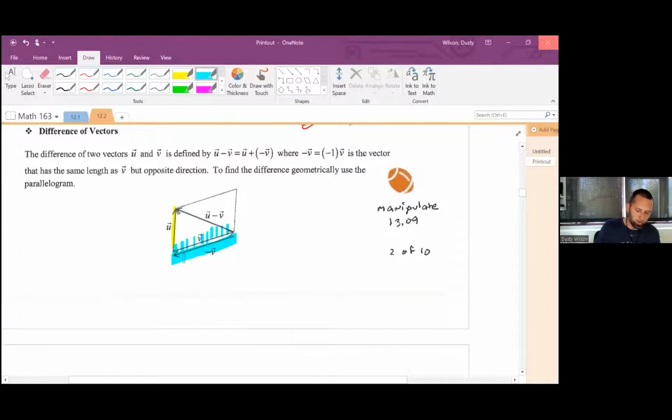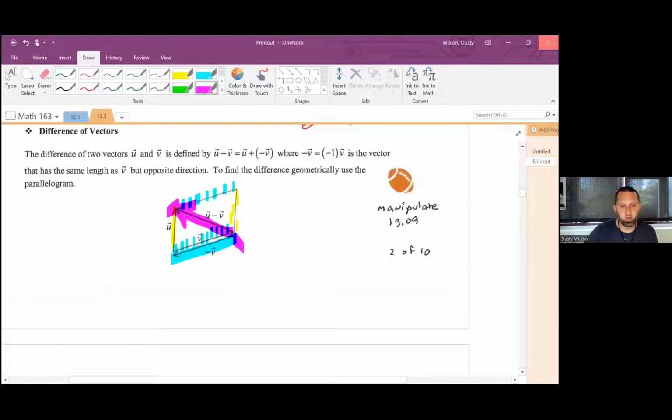And so we can imagine tagging the two vectors on top of each other. Okay, and so u minus v is going to be this resultant vector that starts at the initial point of the negative v, and is going to end at the negative v plus u ending point, like that.